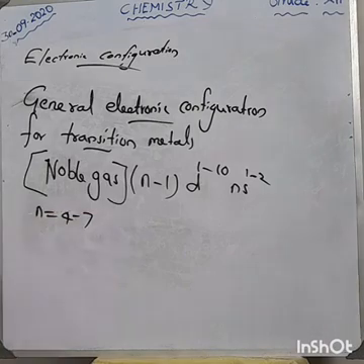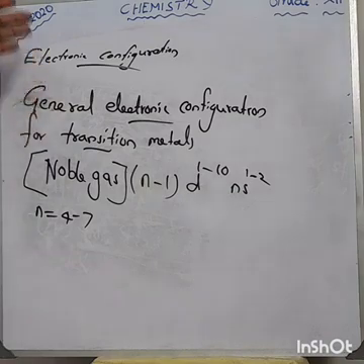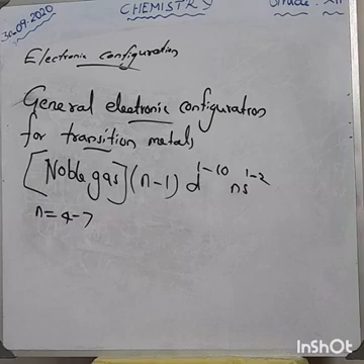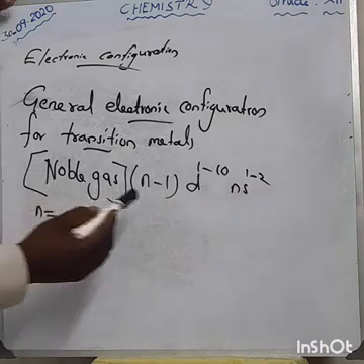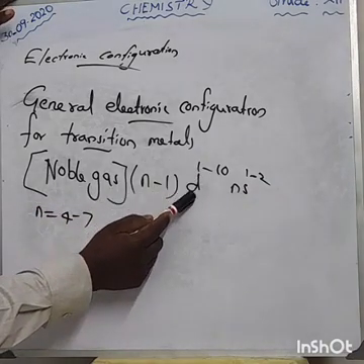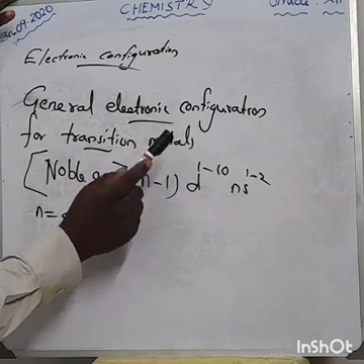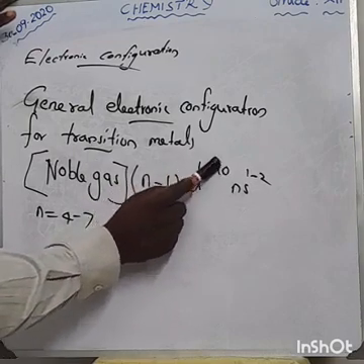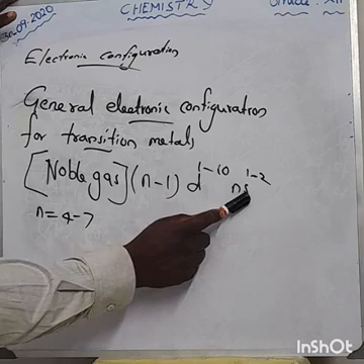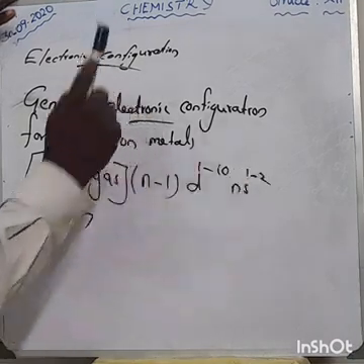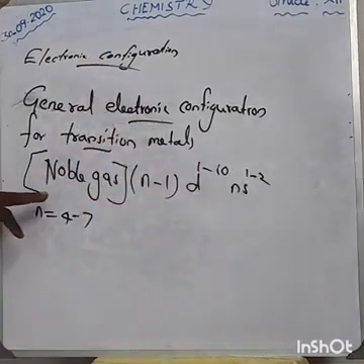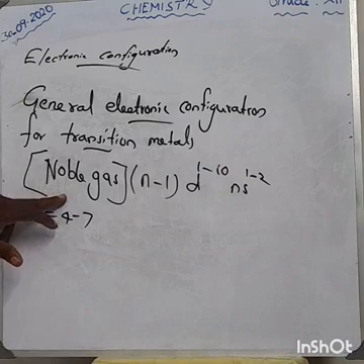Listen all of you. This is the method. This is the actual general electronic configuration for transition metals. That is what we wrote previously for scandium to zinc. The d subshell can accommodate electrons 1 to 10, and the ns subshell can accommodate 1 to 2. Clear? Here we are using the nearest noble gas.